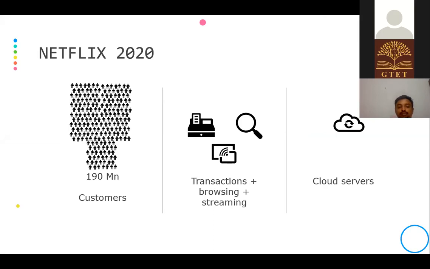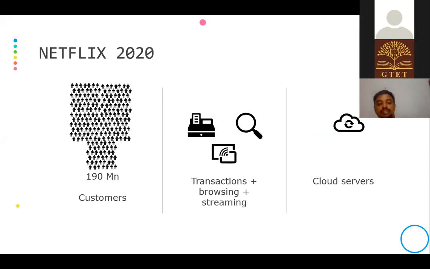So for a business to grow, it needs more IT infrastructure, it needs more processing power, and it needs different kinds of tools to run its business. All of this is provisioned on the AWS server by Netflix.